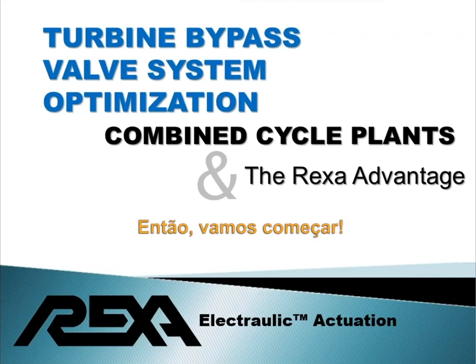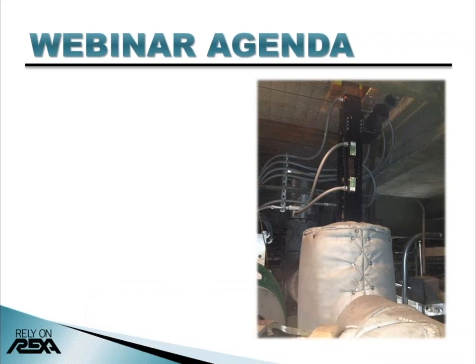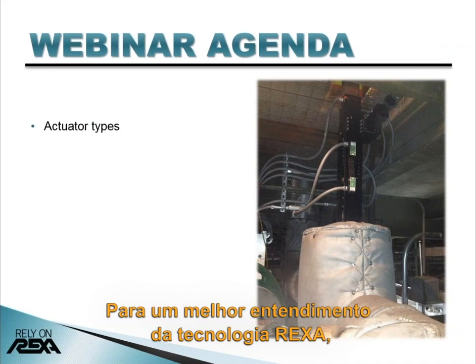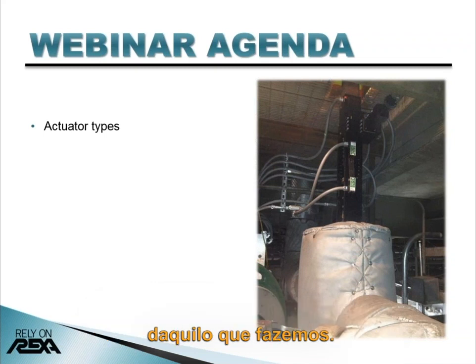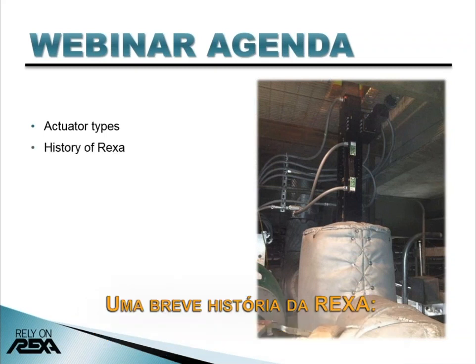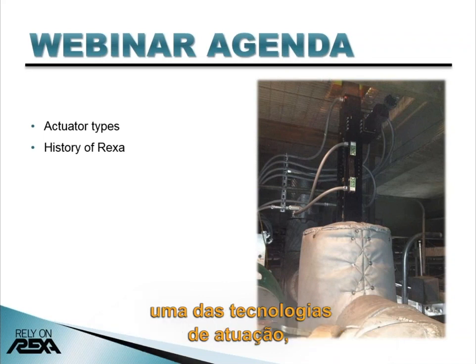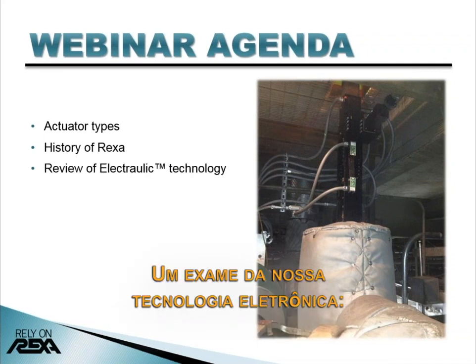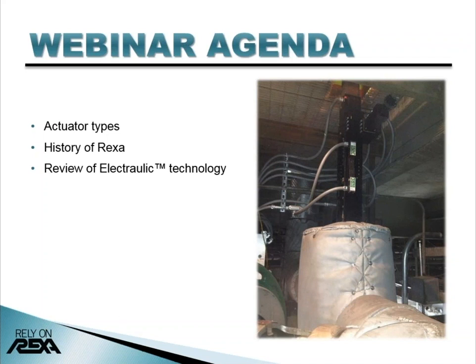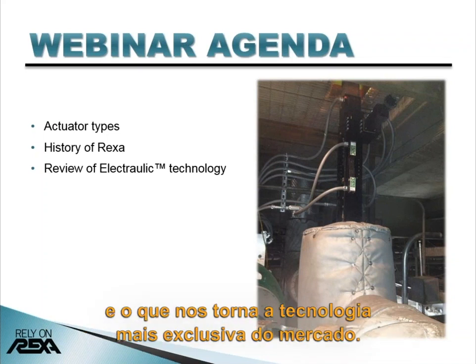So let's begin. For the webinar agenda, the topics we'll be going over include actuator types. To better understand the REXA technology, we need to look at other types of actuation to distinguish them from what we do. A brief history of REXA. It was from the need to combine the benefits from each type of actuation technology that REXA originates and eventually took shape. A review of electraulic technology. We'll look at the inner workings of the REXA actuator and what makes us the most unique technology on the market.